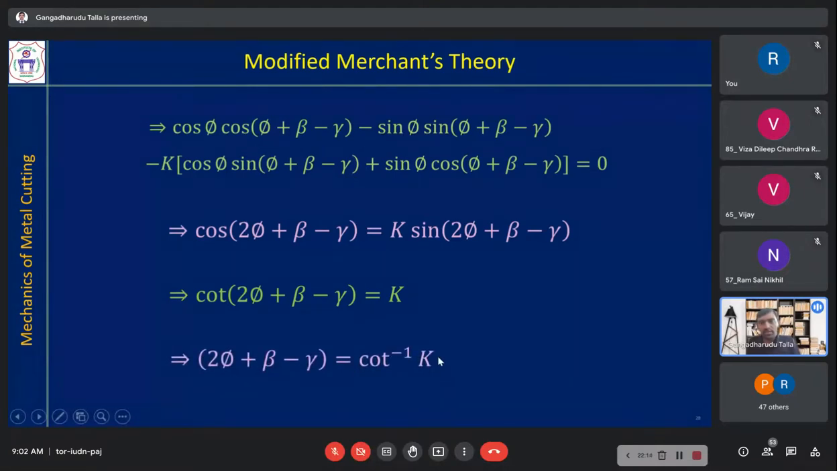This cot inverse K is called the machining constant, 2 phi plus beta minus gamma. The only thing is that tau s is also dependent on sigma s, the normal stress acting, so from that you will get this. So this is called the modified Merchant's theory. Remaining things are the same. So now it is applicable to metals also, not all metals, particularly ductile type.